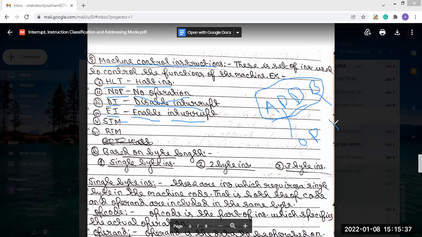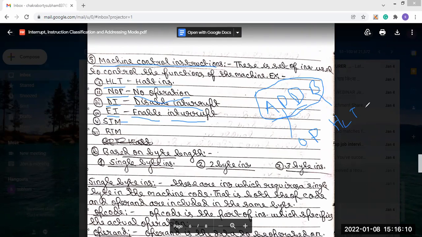Then HLT is also a single byte instruction. Like this, where opcode and operand are included in the same byte, we call that a single byte instruction. Now, how will you know which operations are single byte instructions?